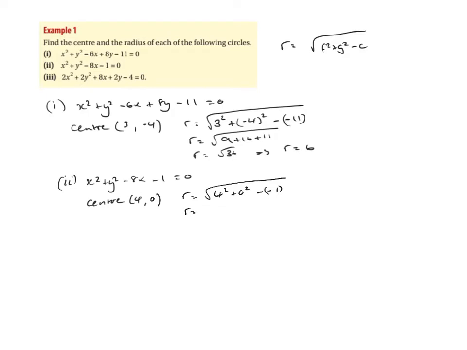R is equal to 16 plus 1, which is 17, so r is equal to root 17 in this case, and we can't simplify it. Let's have a look at part I. We've got 2x squared plus 2y squared plus 8x plus 2y minus 4 is equal to 0.